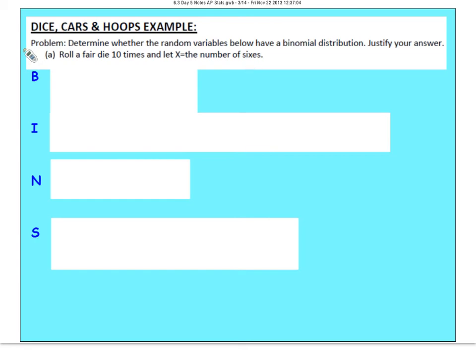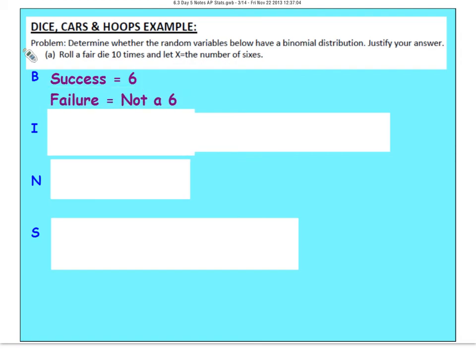Okay, so is it binary? And what that means is, is there a chance of success? Sure, it's a 6 on one die. Well, what's failure? The failure is not a 6. So it's binary in that there are 2 possible outcomes. We either succeeded with a 6 or we failed by not getting a 6. Only two possible outcomes, so we're good on that.